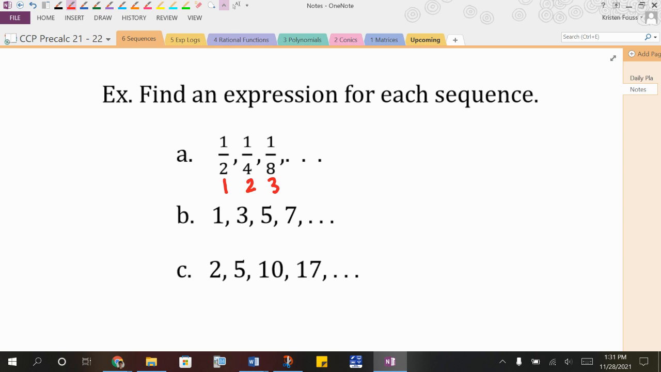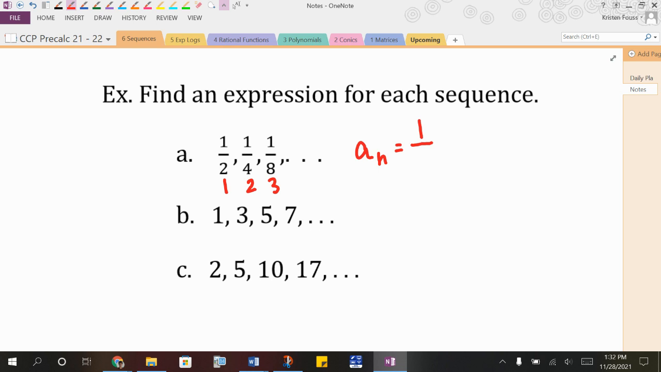If N equals 1, it's a half. If N equals 2, it's a fourth. If N equals 3, it's an eighth. What I can see is that all the numerators are staying 1. So I'm going to go ahead and say that A sub N equals, because that's just term N, equals 1 over, since 1 is all the numerators. Denominators, it looks like they're multiplying by 2, which is a nice pattern to notice.